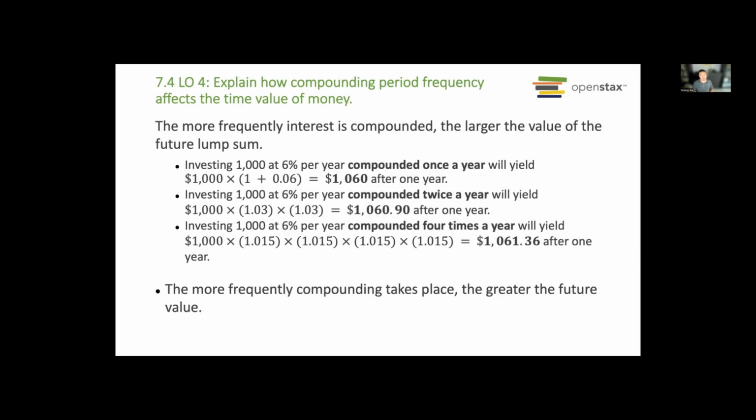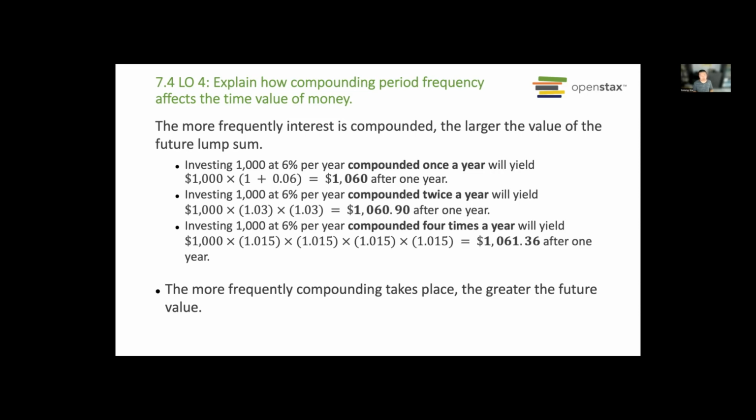Another important idea in time value of money calculation, as well as in interest compounding calculation, is that the frequency of interest compounding matters. If you invest $1,000 at 6% per year, and if you compound only once a year, you're going to end up with 1060, which is pretty straightforward. We have talked about that. But if you invest $1,000 at 6% per year, but compounded twice a year, that basically means every half year you get 3%.